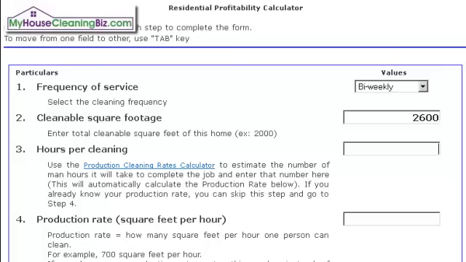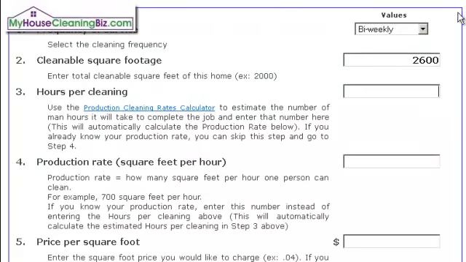Now you have a choice between estimating your hours per cleaning or entering a production rate. So if you know how long it's going to take you, then you can enter the hours per cleaning here. If you know your production rate, you can enter that here. You can also link over to the production cleaning rates calculator if you want to use that to estimate your time. So for this example, we're going to say that we do about 750 square feet per hour.